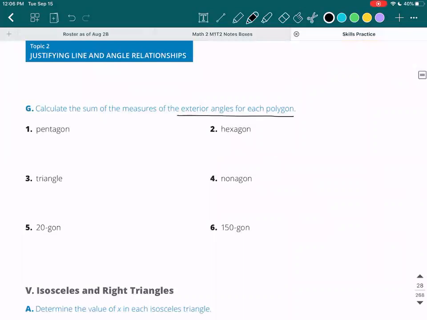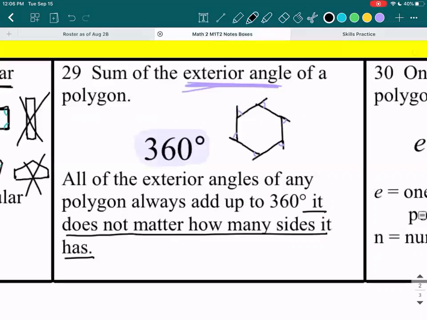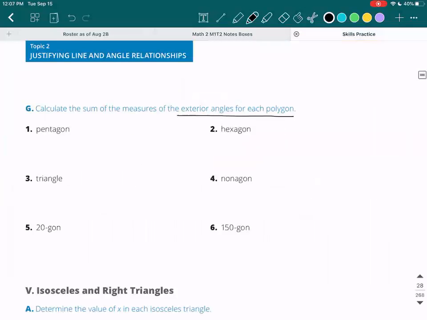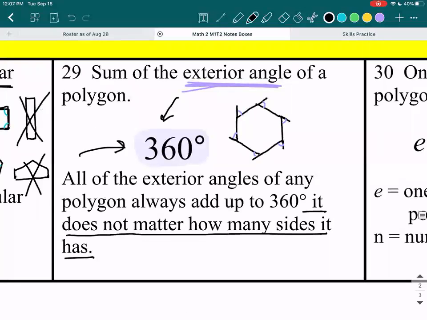So then back to our skills practice. A pentagon. What is the total measure, total sum for a pentagon? Take a look at the notes. What is the answer? 360. 360, good. For the exterior angles, it's always 360. Now what about for a hexagon? Take a look at the notes. What is it? 360. 360, great.